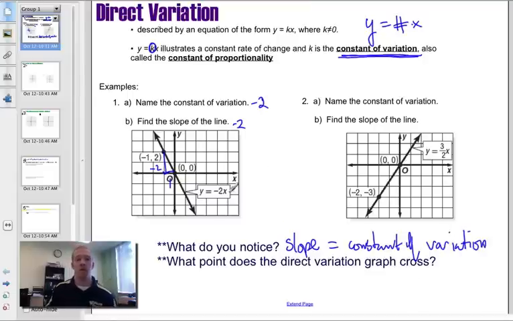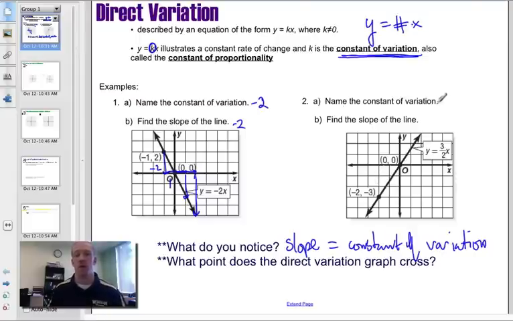So that tells us that if we change x by 1 unit, if we increase x by 1 unit, y decreases by 2. If we were to increase x by 2 units, y would decrease by 2 times 2, which is 4 units. That's why we call it the constant of variation, or constant of proportionality.